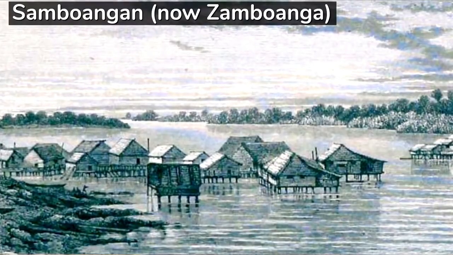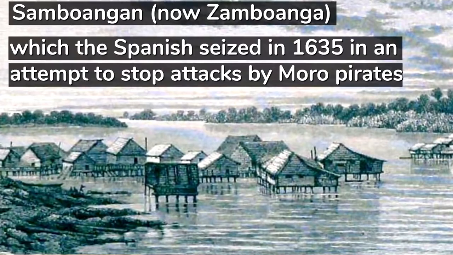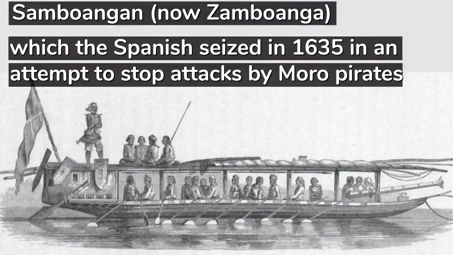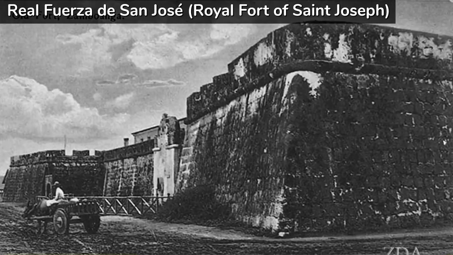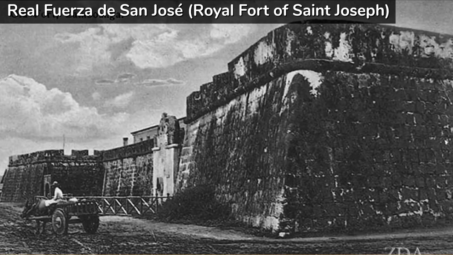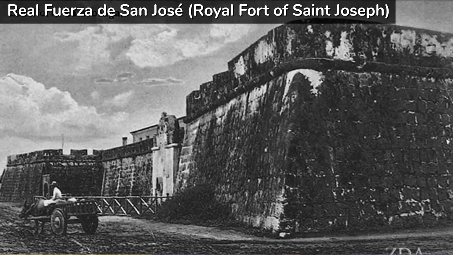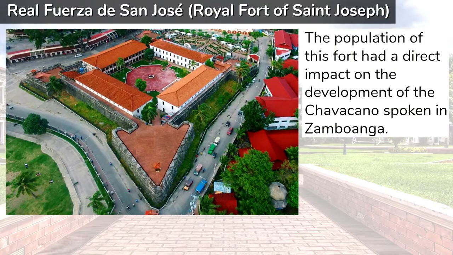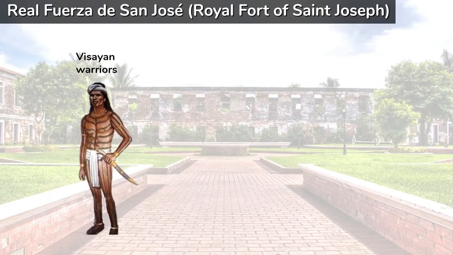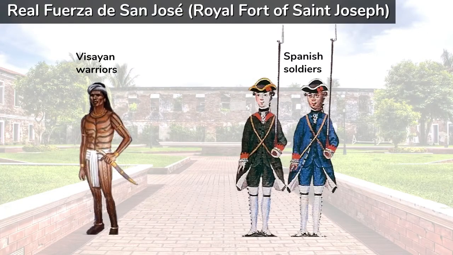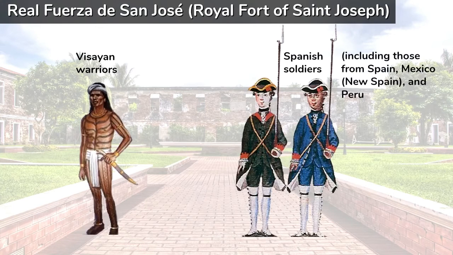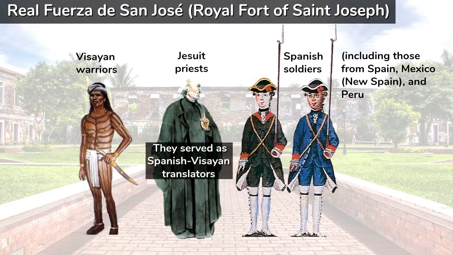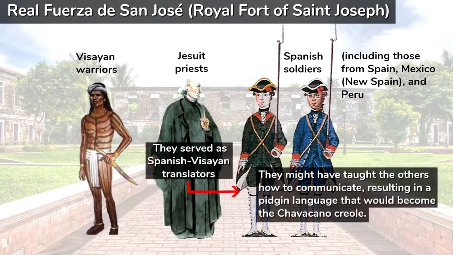One place where many newcomers settled was in Zamboanga, which the Spanish seized in 1635 in an attempt to stop attacks by Moro pirates. They established a fortress called Real Fuerza de San Jose, Royal Fort of St. Joseph. The population of this fort had a direct impact on the development of the Chavacano spoken in Zamboanga. There were Visayan warriors from Cebu and other areas, Spanish soldiers, including those from Spain, Mexico, as well as Peru, and Jesuit priests who served as Spanish Visayan translators and might have taught the others how to communicate, resulting in a pidgin language that would become the Chavacano Creole.